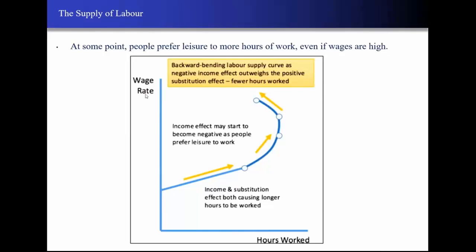Okay, so now let's put the two curves together. We have our supply curve, which we're just going to think of as the upward sloping one. And then we have our demand curve, which is the marginal revenue product. The intersection of the two curves determines the wage in that market and the quantity of hours per period.